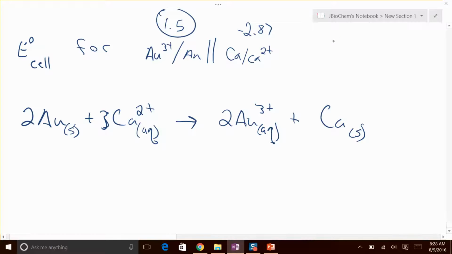Oxidation is loss and reduction is gain. So which thing lost electrons? Isn't the gold losing electrons, becoming more positive? So gold is oxidized. What is reduced? Calcium.